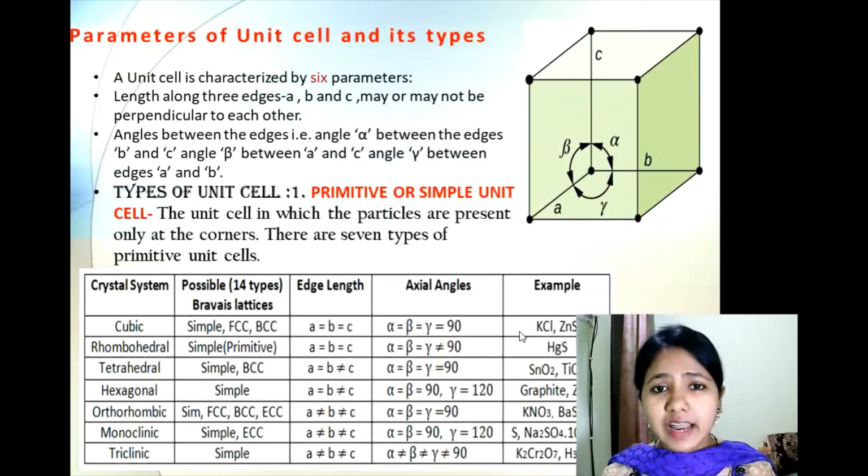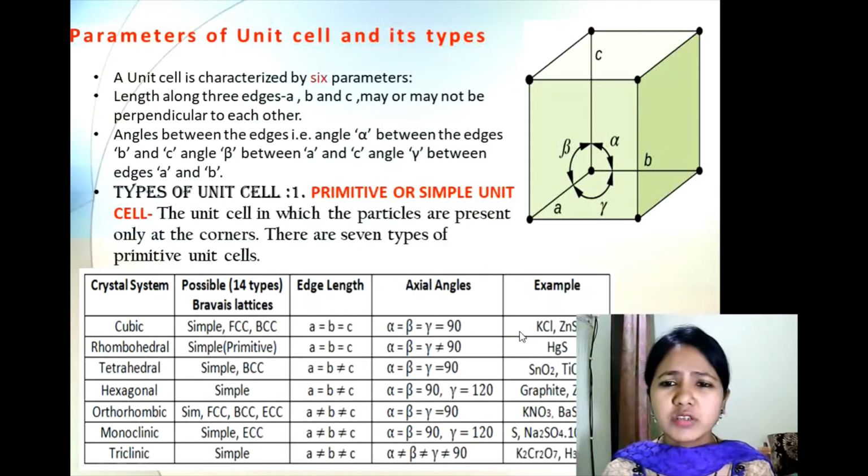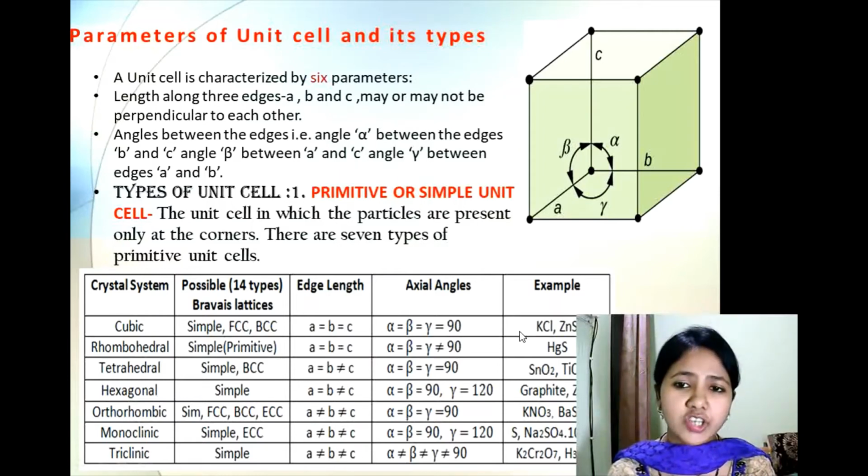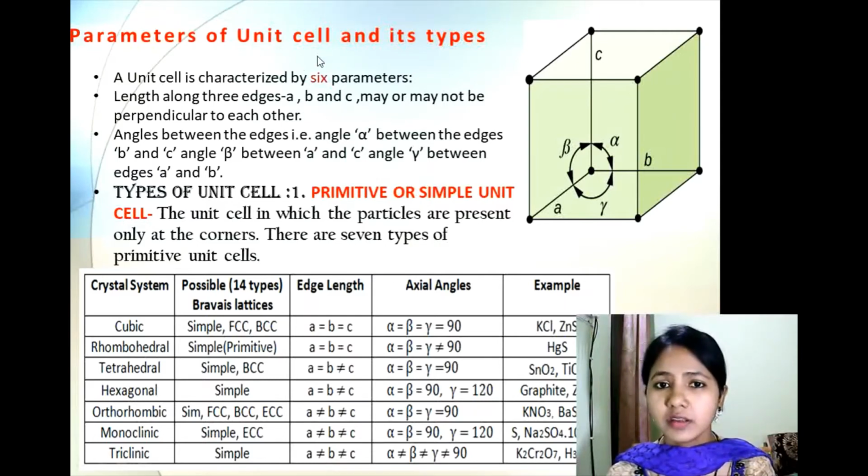Parameters of the unit cell and its types. Now, how can we give a definite shape and size to a unit cell? It can be known by the parameters of the unit cell. To give a particular shape and size to the unit cell, we can define its parameters. Basically a unit cell is characterized by 6 parameters. Just remember, a total of 6 parameters are there to define a particular unit cell.